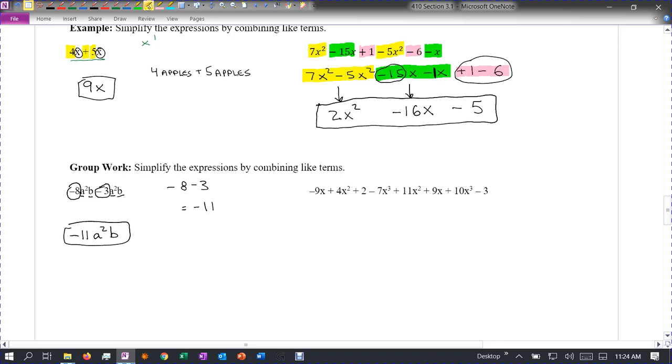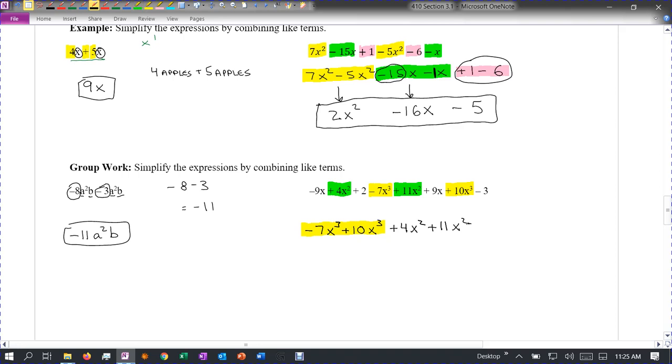Okay, on the next one, let me group things together here. I have a 4x, oh wait, I see an x cubed in there. Minus 7x cubed and plus 10x cubed. Let me write that down first. Minus 7x cubed plus 10x cubed, okay. Then I have, let's see, a 4x squared, and then I have 11x squared, so I'll put those now. So plus 4x squared plus 11x squared.